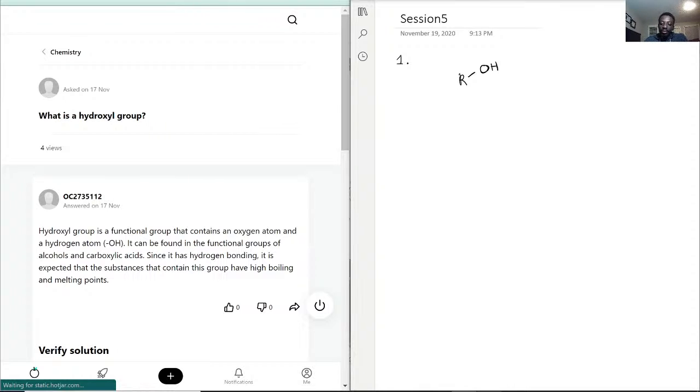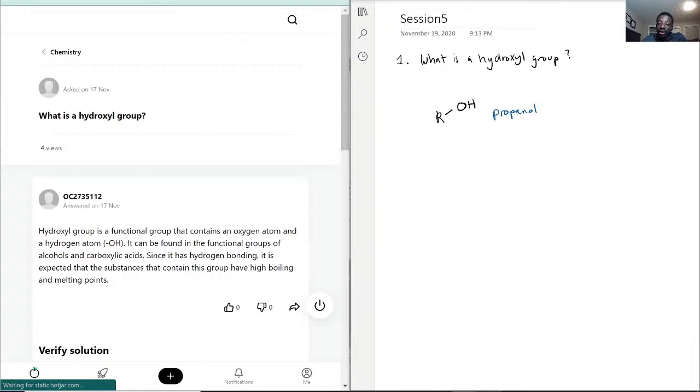So you'll see common things like alcohols and carboxylic acids as well. For example, if we were to draw an alcohol, any alcohol, let's say we have propanol. In fact, let me just do this to make sure that we're on the same page here. What is a hydroxyl group? Okay, so like I was saying, propanol is an example.